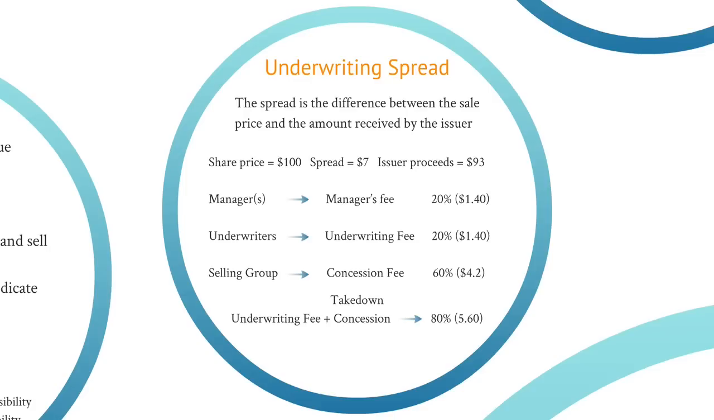Meanwhile, the underwriter, a member of the underwriting group, gets an underwriting fee, or their 20%, for any part that they're responsible to sell as well. Members of the selling group, which are not part of the syndicate, get what's called a concession fee. This is the commission that they get, or whoever sells the shares, get for selling those shares. The takedown is what a member of the underwriting group would get. This is the underwriting fee plus the concession fee, in this case 80% or $5.60 for selling the shares. The one way to remember this is using the acronym MUCT, the manager's fee, underwriting fee, concession fee, and then the takedown, which is a total of the two above it, the underwriting and concession fee. So you can see that the percentages go up as we go through the list.